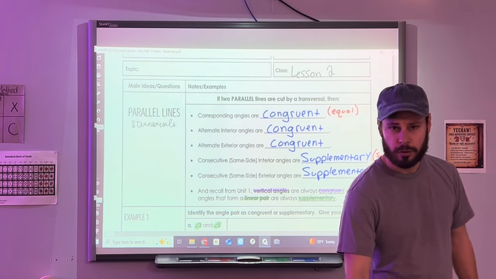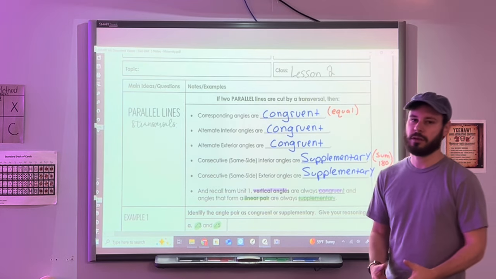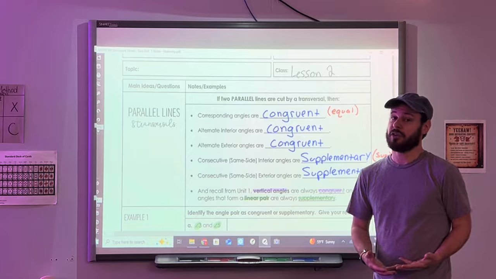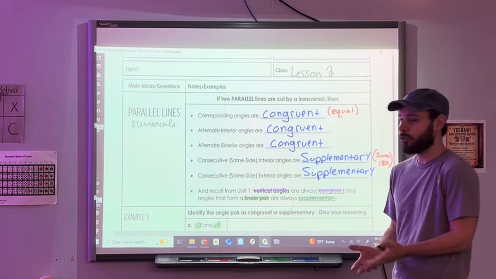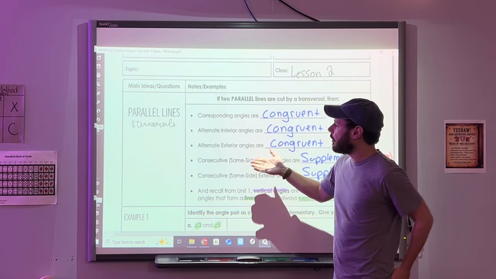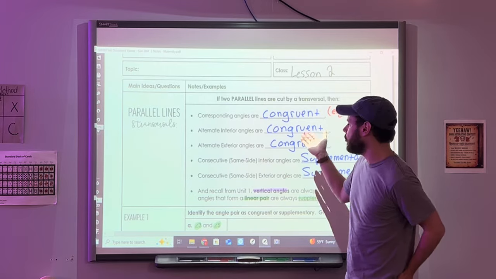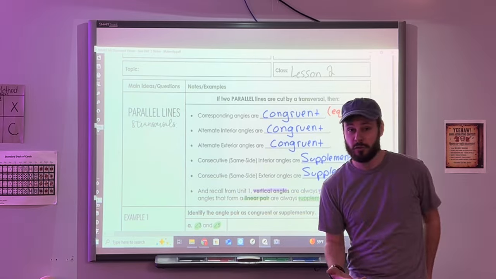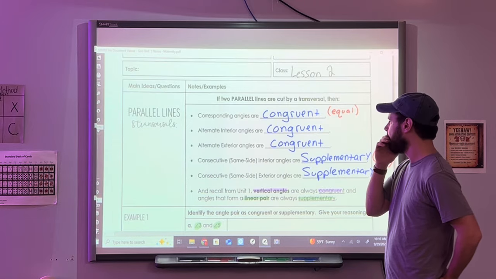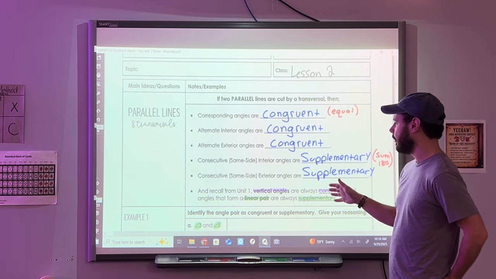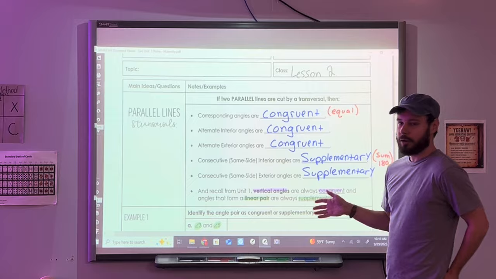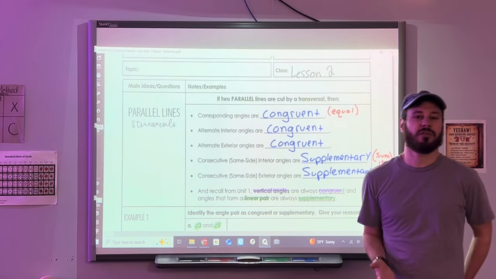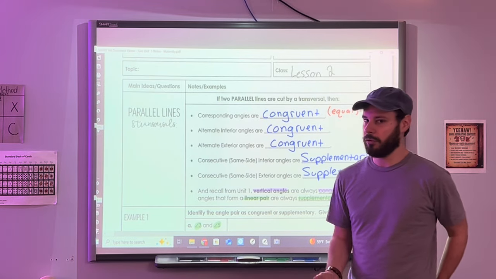In lesson 2, we take what we learned in lesson 1 and start using it in our applications, and why these angle relationships are so important. Parallel lines allow us to use our different types of angles to determine things about their values. This is important here: corresponding angles, alternate interior, alternate exterior, they're all congruent to each other, which means they are all the same. So that's going to be important.